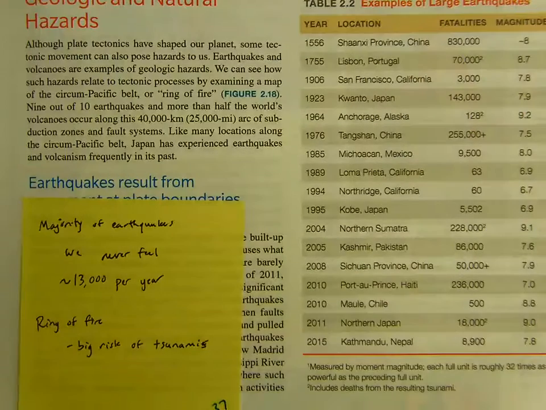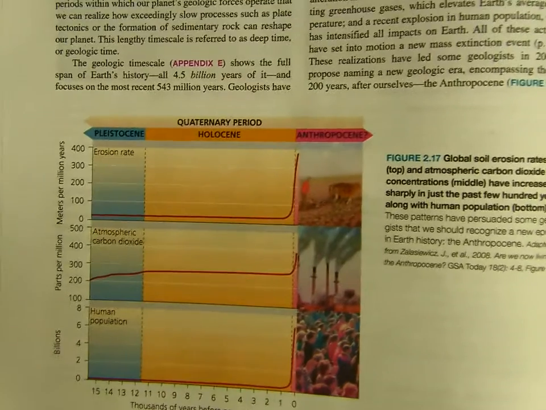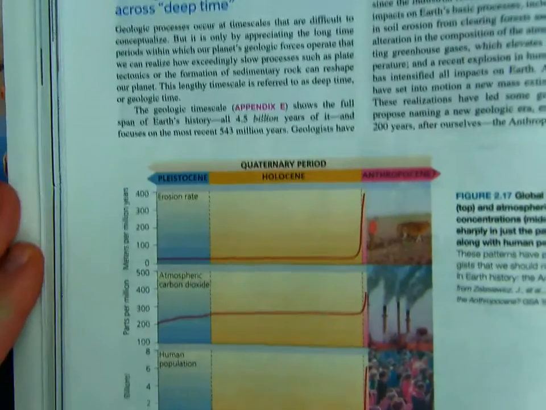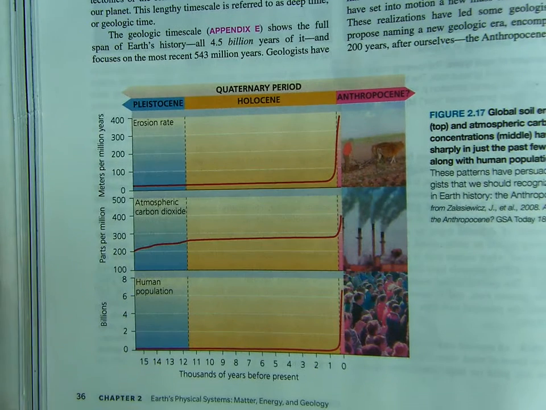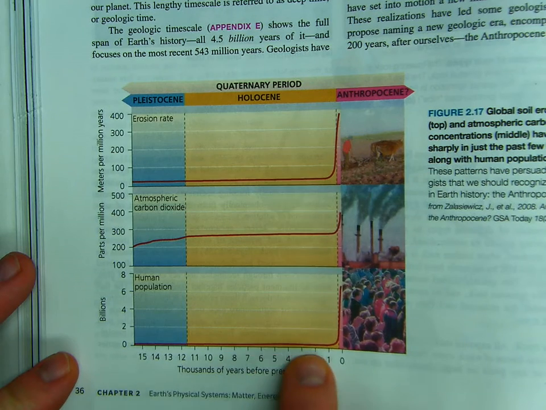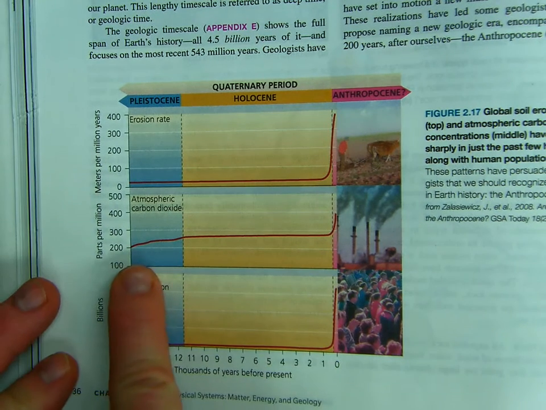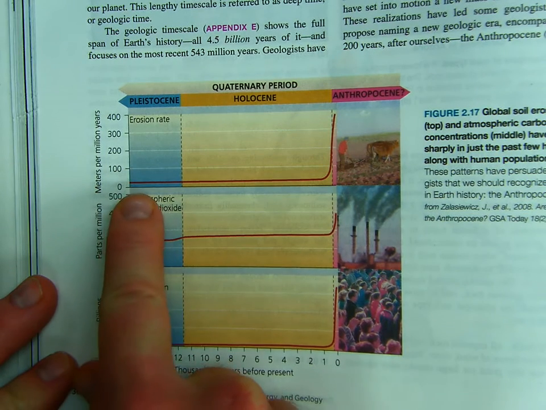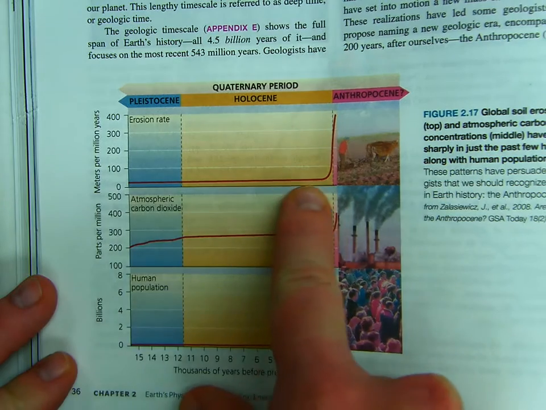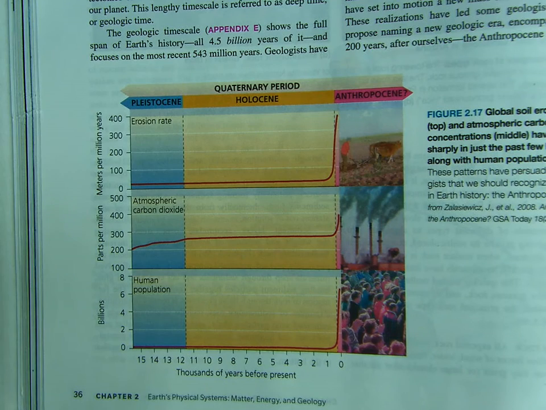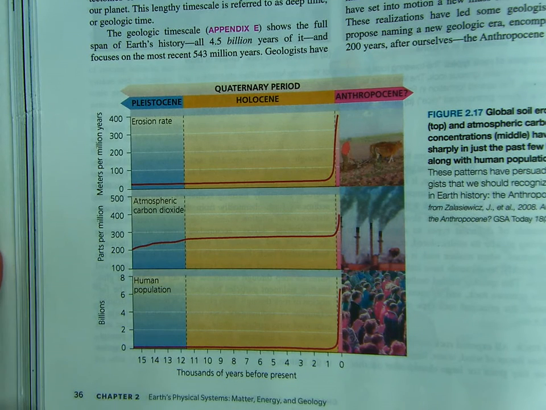So moving on to page 36. I don't have any sticky notes on this one, but this picture I like, basically geologic processes happen across deep time. This is the thing I like here, that a lot of this stuff has been happening really, really slow. You see human population is growing really slow. The atmospheric carbon dioxide growing really slow. The erosion, meters per million years, is growing really, really slow. So basically, things happen really slow, and then humans come along and we really start to mess with stuff.